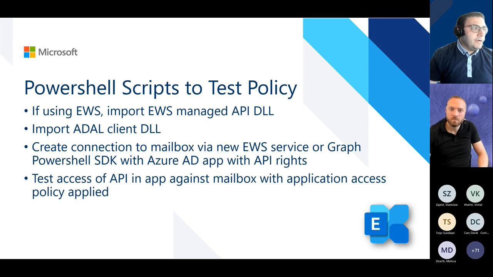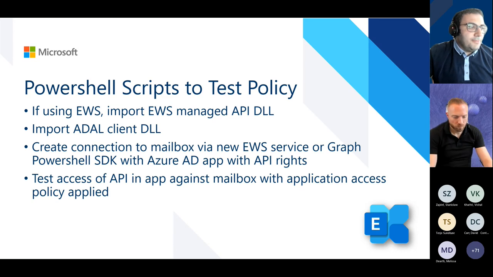So here are PowerShell scripts to test the policies out. If you're using EWS, import the EWS Managed API, import your identity client DLL, and create your connection to the mailbox via a new EWS service. If you're not using EWS, use the Graph PowerShell SDK with the Azure AD app with the rights. And then test access of an API in an application against the mailbox with the policies applied.